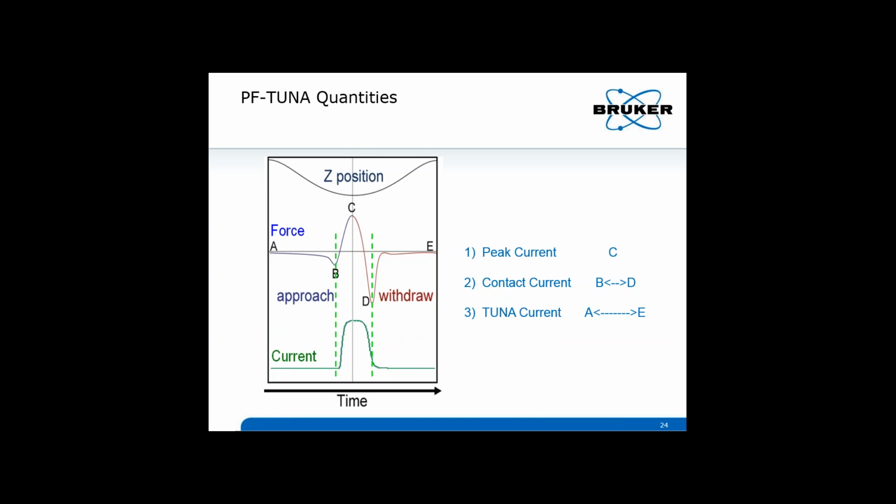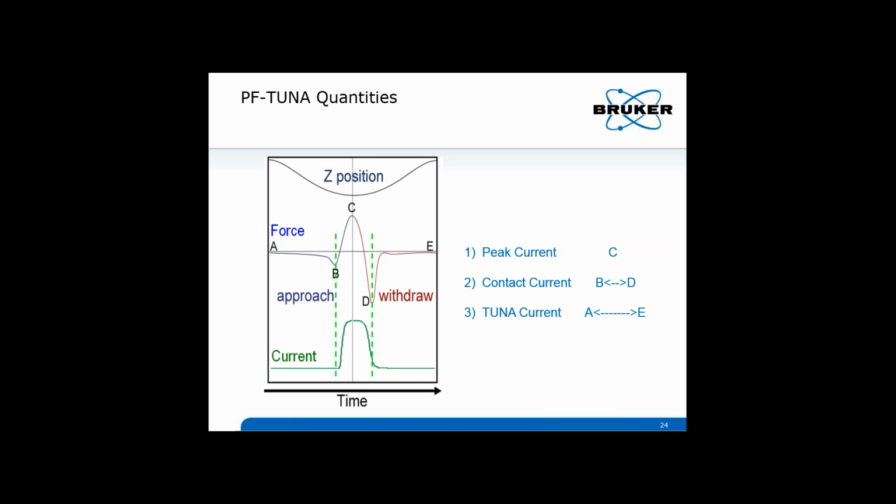PF tuner quantities. Before we talk about the PF tuner quantities, let's see the heartbeat curve of the PeakForce tapping mode. This is one cycle of the heartbeat curve, which means the Z piezo is ramping to the sample surface at each pixel. From point A, the tip is far away from the surface. So the tip-sample force is the attractive force. When the tip is approaching the sample, the force becomes bigger and bigger.